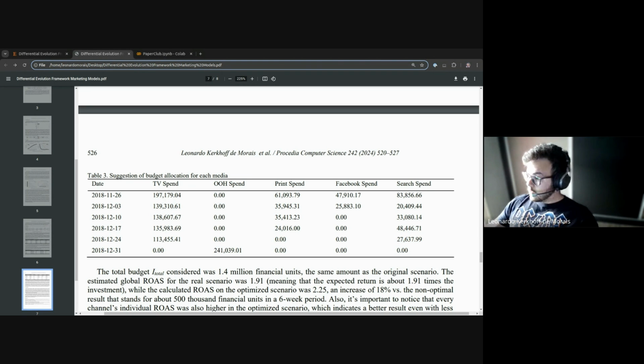And even though it chose to take money out from TV and put it on out of home, it had to leave this value without any investment at all. So again, it is very hard to make predictions of this kind of problem without making the proper calculations. So this is just an example of how it works.